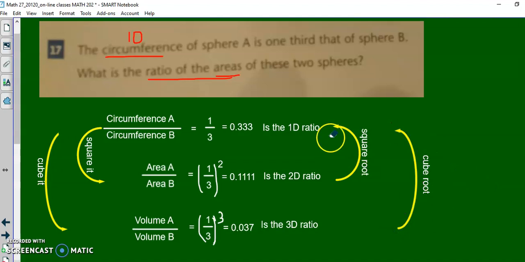Okay, so we can go from any one to any other one. We didn't go directly from 3D to 2D, but I can go from 3D to 1D and then cube it or square it. So if I want to go from volume ratio to area ratio, I can cube root it and then square it. So with these arrows and directions here, you can go from any one to any other one.